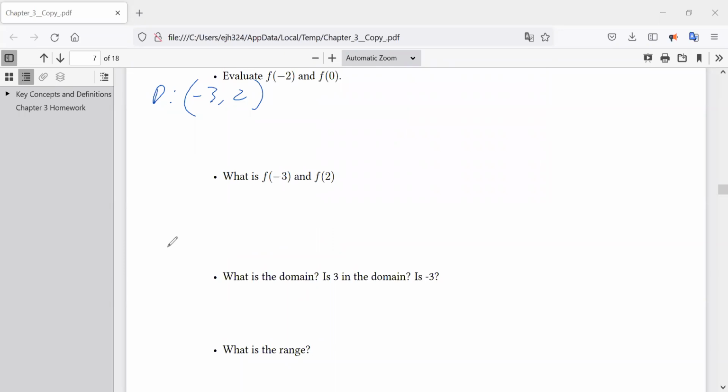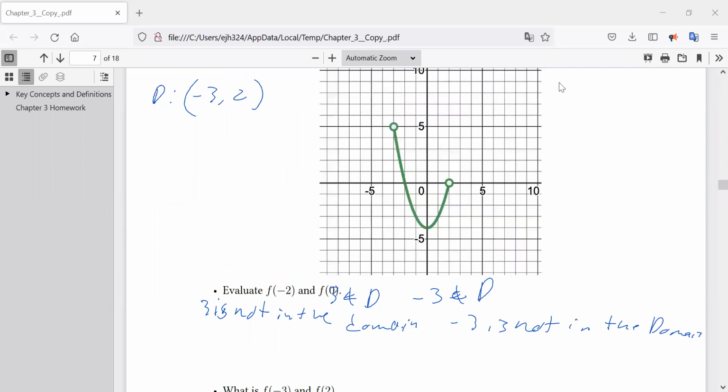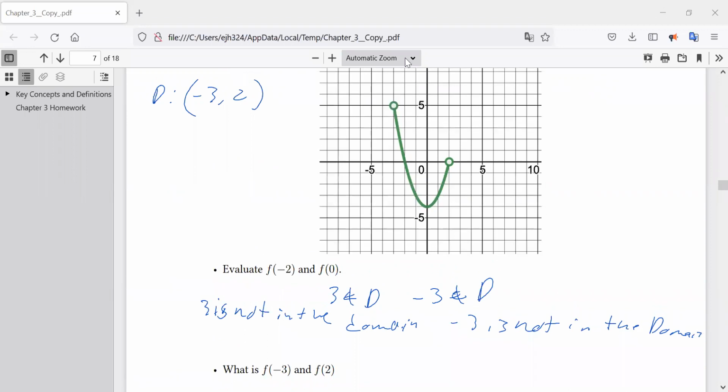So 3 is not in the domain and -3 is not in the domain. That's one way of writing that something's not in a set, but we could just say 3 is not in the domain, that -3 is not in the domain. Does that make sense to people? I think it does. So 3 and 2 are not in the domain because they're open circles. Exactly.